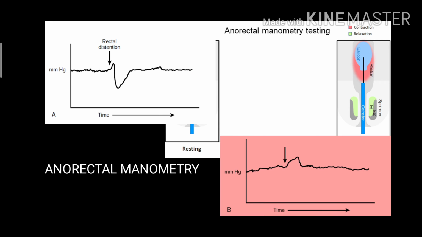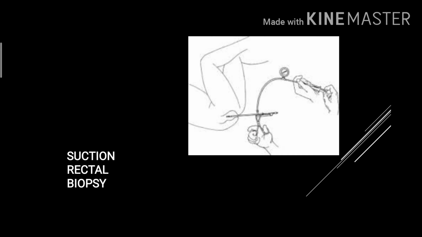But in case of an HD, when we give a rectal distension, instead of this internal sphincter relaxing, the tone of the internal sphincter goes up. So this is a classical feature of HD which can be demonstrated in anorectal manometry.